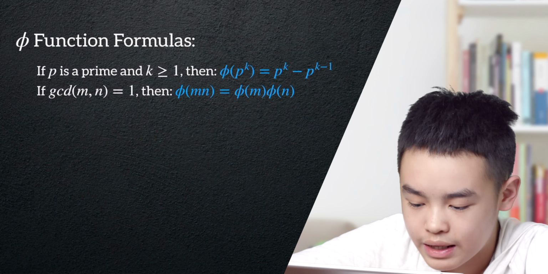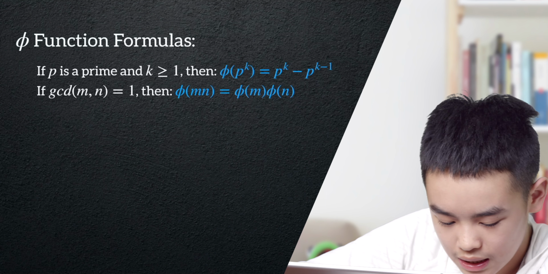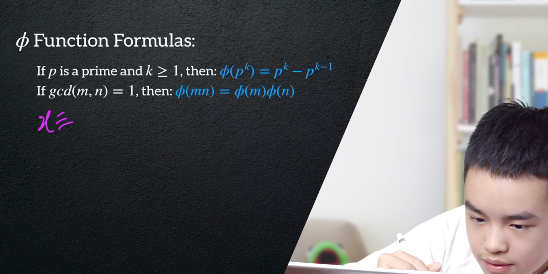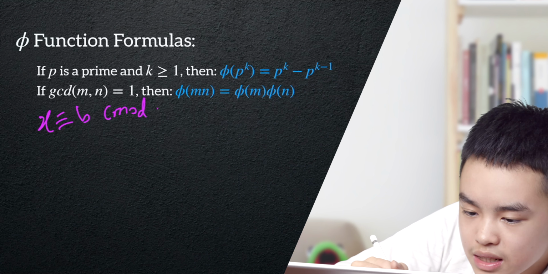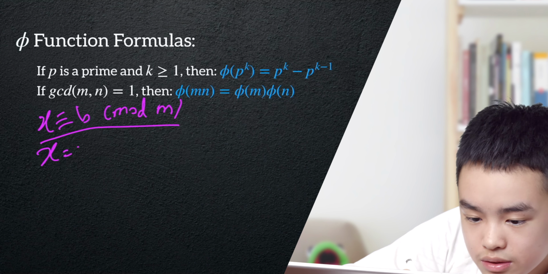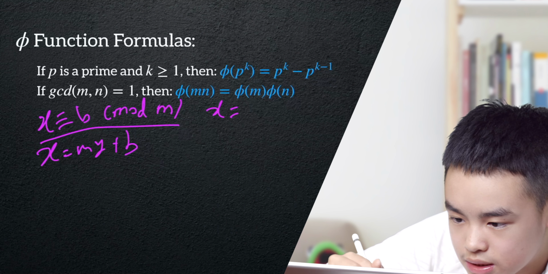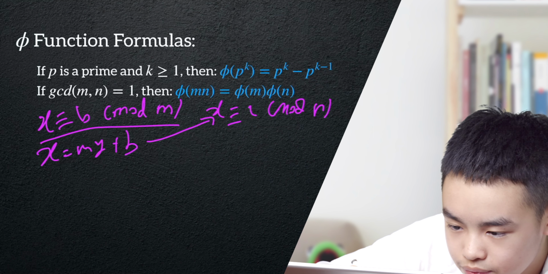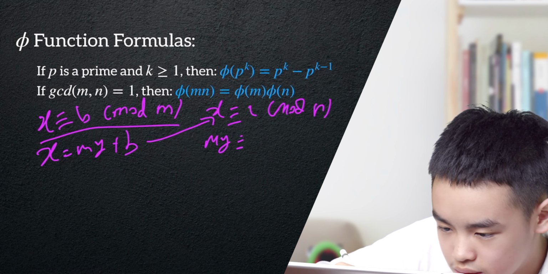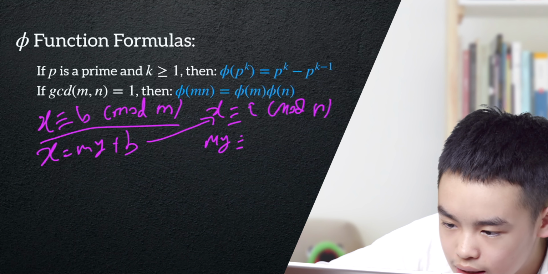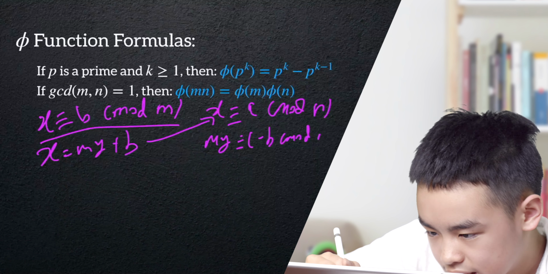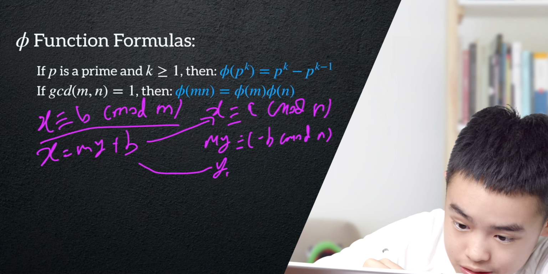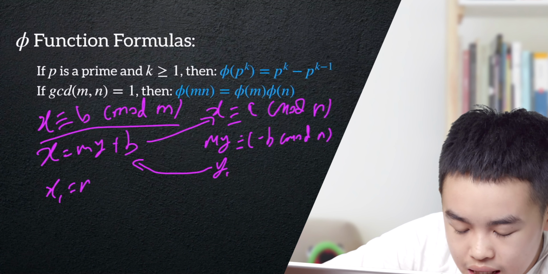So we have finished this example, and now we can finally move on from the example to algebra. Yay! Oops, forgot to change color, whatever. From this congruence, we can always get x is equal to my plus b, and substituting it into this congruence, we have my is congruent to c minus b modulo n. And this always has one and only one solution, y1. If we substitute it back, we have x1 equals my1 plus b.